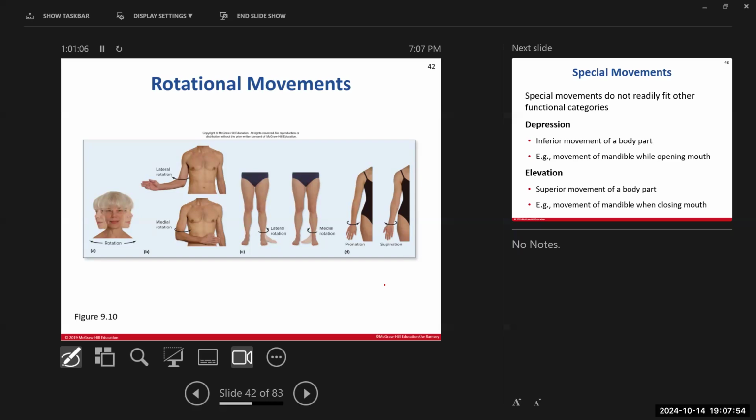And here you can see a nice example of pronation and supination with the forearm. Palms forward, that's going to be supination. Palms posterior facing, that's going to be pronation. And just keep in mind, in supination, both your forearm bones, the radius and the ulna, are parallel to one another. In the pronation position, the radius has crossed over on top of the ulna. Okay, so that's it for rotational movements.